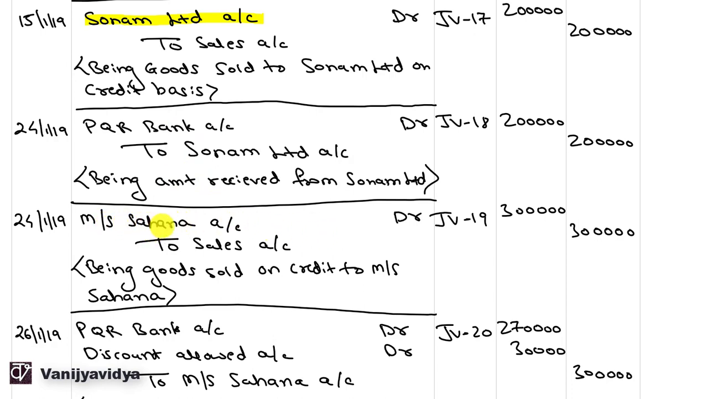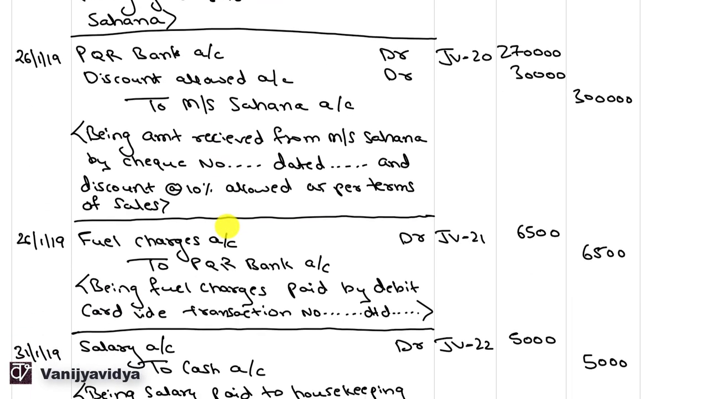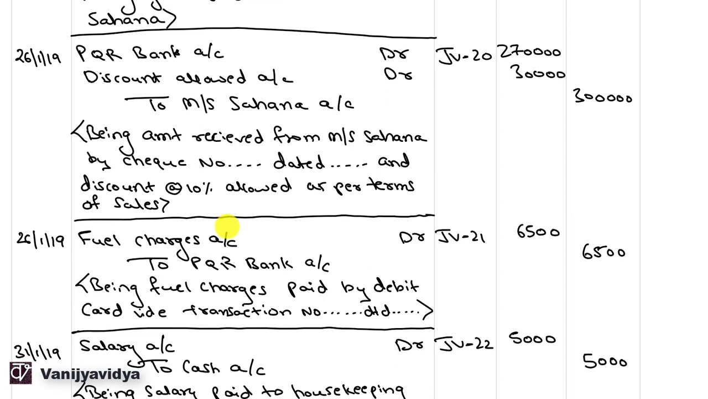JV19, Messrs Sahana account to sales account. So sales account we have already considered. Messrs Sahana account is a new account here. Next, JV20, PQR bank account, discount allowed account, and to Messrs Sahana account. So PQR bank account is already considered. Discount allowed account is a new ledger account that we have to prepare.